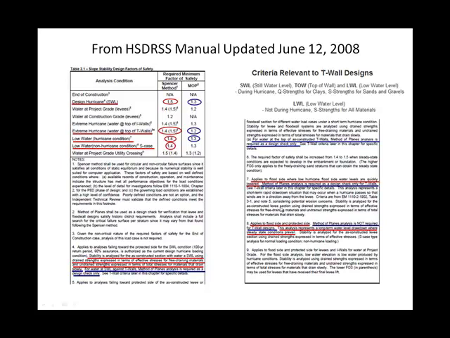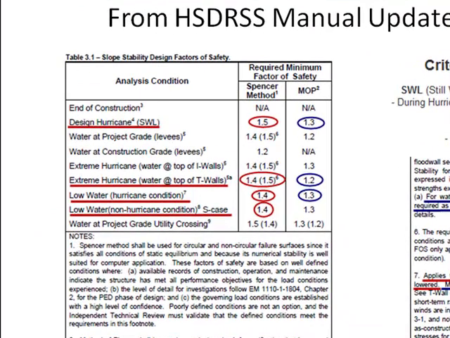Here we have 2 pages from the Corps of Engineers design manual for the slope stability calculations associated with levees, T-walls, gates, and I-walls. The first portion of the table presents the analysis condition and the required minimum factors of safety for each of the various conditions. I've highlighted or underlined the areas relevant to T-wall design.